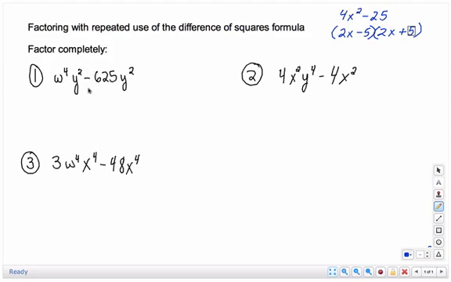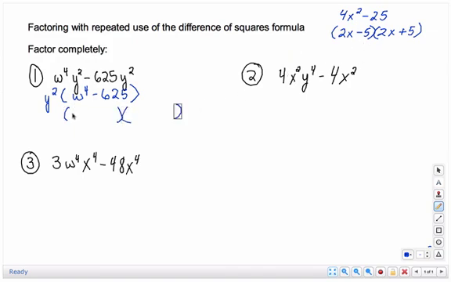Now, whenever you're factoring, one of the things you want to do is always look for common factoring first, and I noticed that both of these terms have a y squared, so I'm going to common factor out the y squared, and that's going to leave me with w to the fourth minus 625. Now, what you're going to do here is, you notice you have basically the difference of two squares, but this is w to the fourth. But you're still going to break it down in the same way that we did the problem up here.